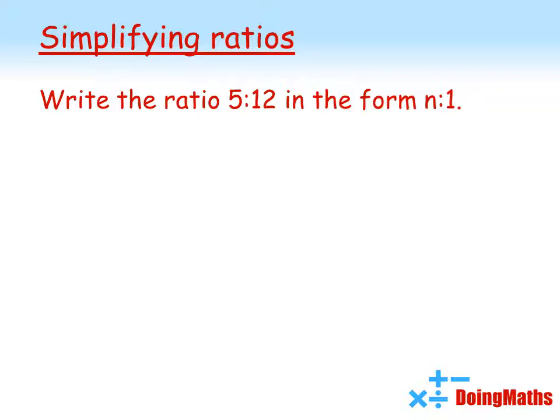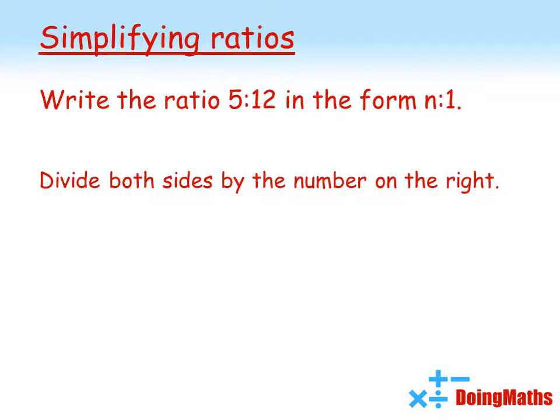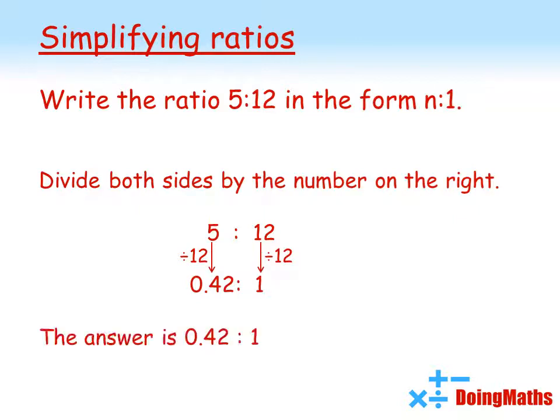Sometimes you might be asked to do it the other way round and write in the form n to 1. It's the same idea. This time we need to change that 12 on the right hand side into 1. So we're going to divide both sides through by 12, which will give us a ratio of 0.42 to 1.